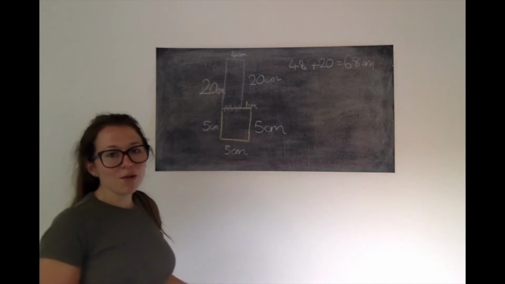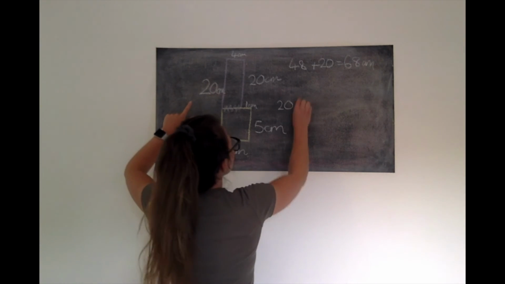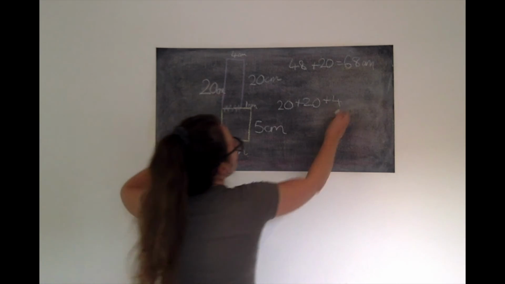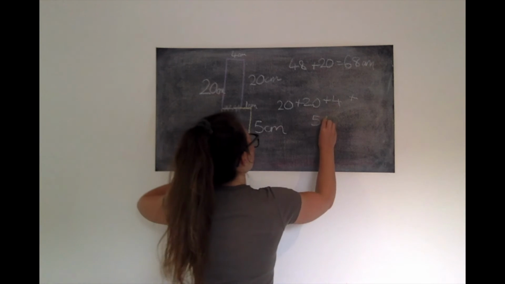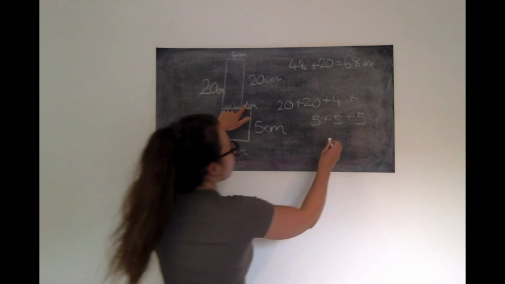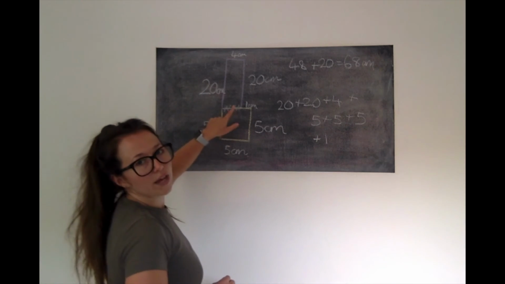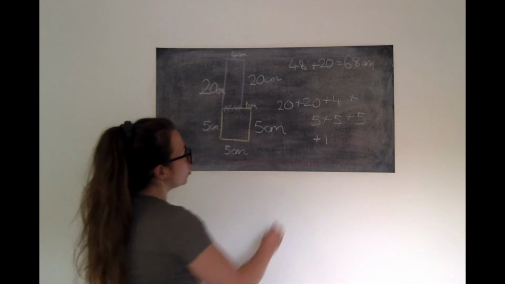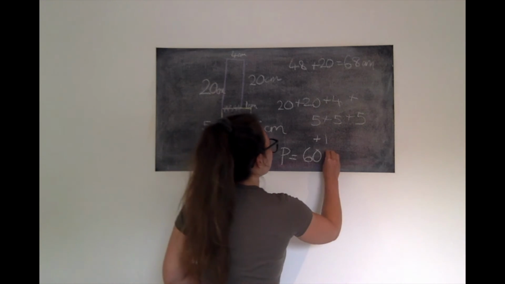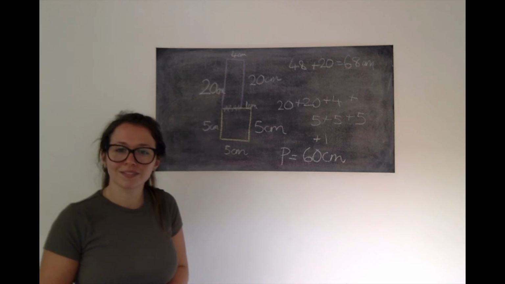Okay, so now adding up all of these, we should do 20 plus 20 plus 4, remember we're ignoring this one, plus 5 plus 5 plus 5, and then don't forget our 1 plus 1, and we're not doing this 5 because it's now the inside of our shape. And hopefully you should have got the answer. The perimeter of this new shape is 60 centimetres. If you got that, well done.